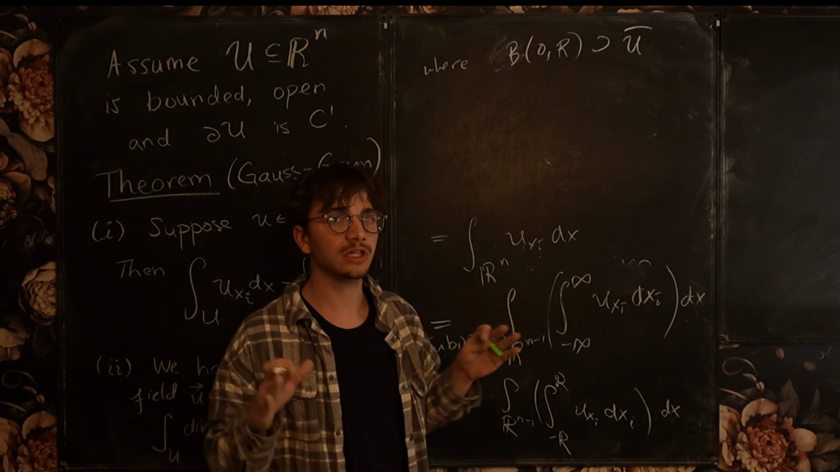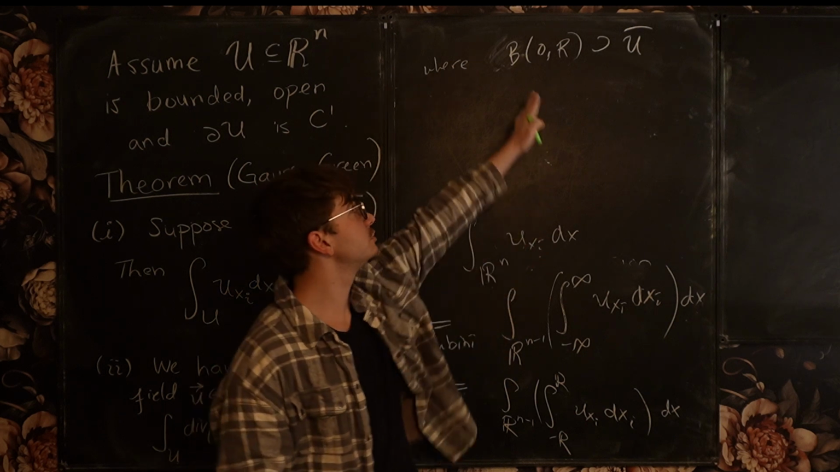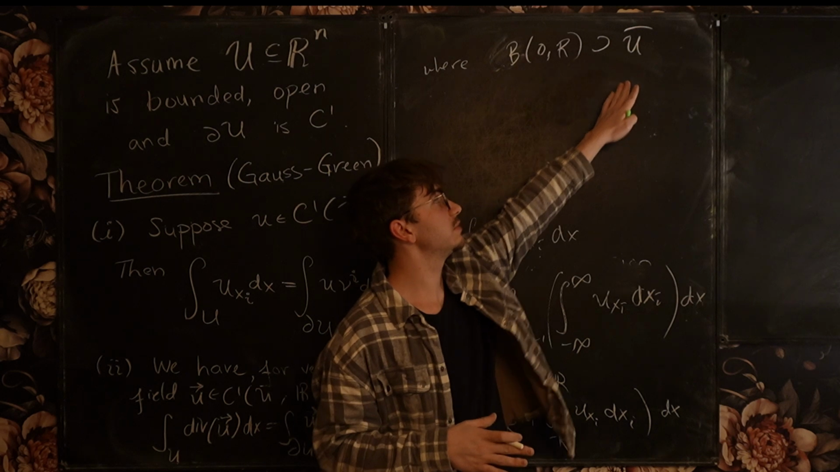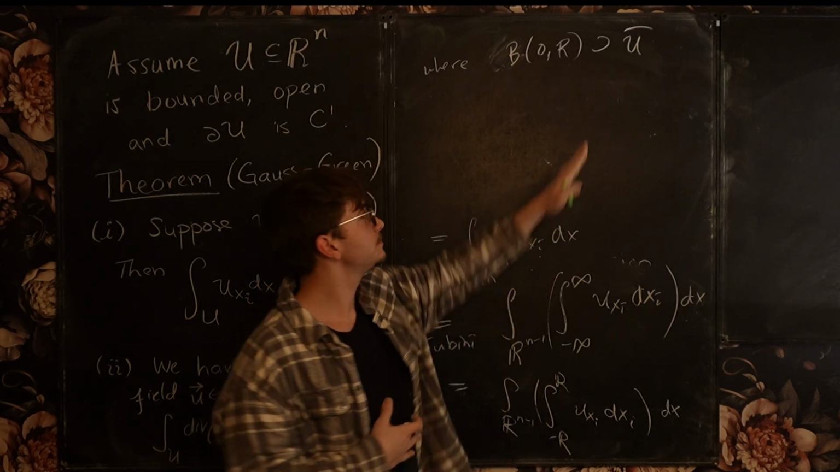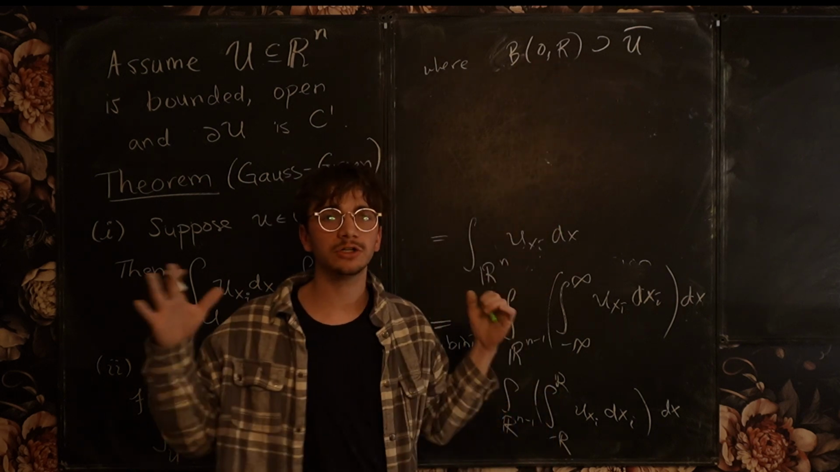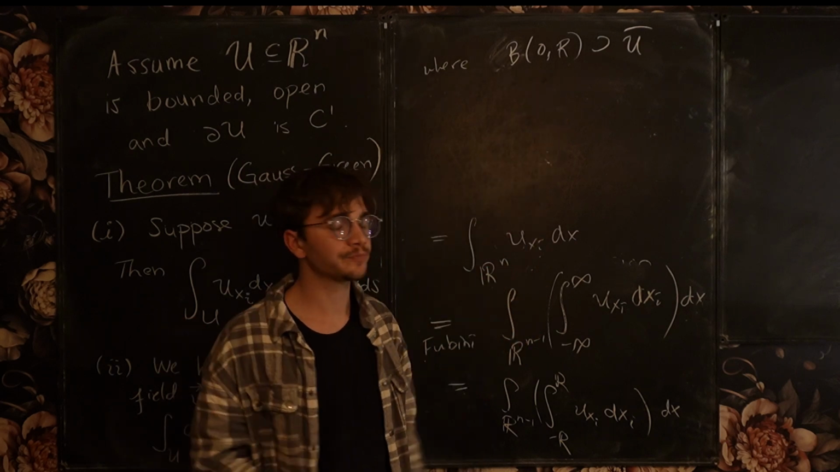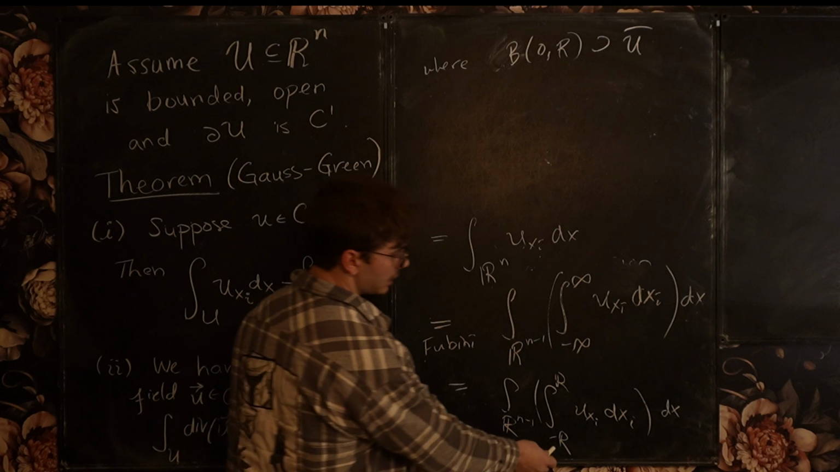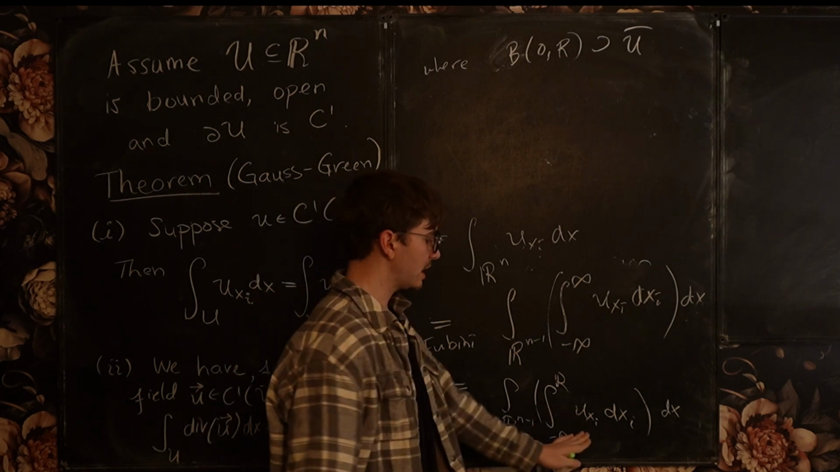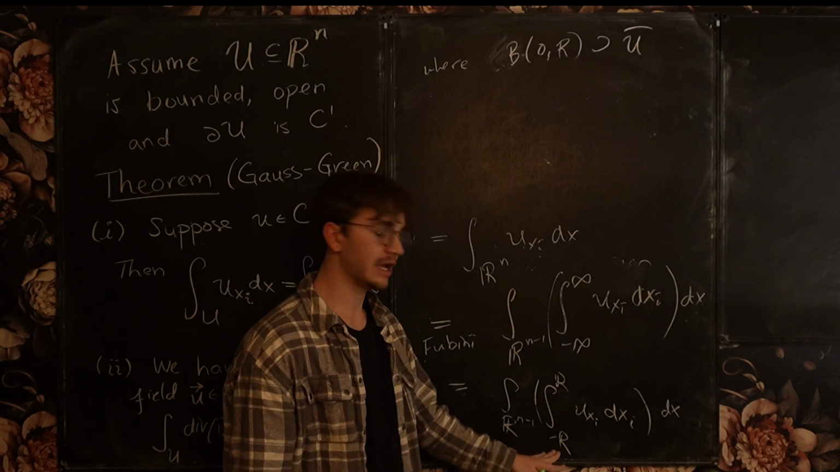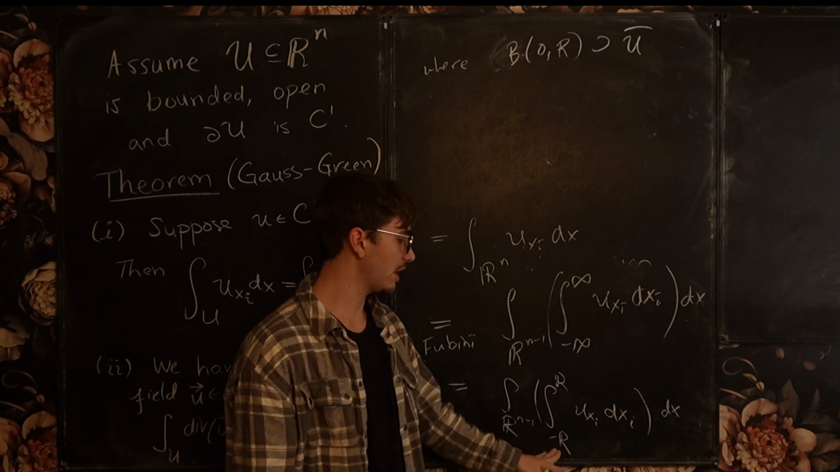We know that U closure is closed and bounded, but the point is it's bounded, so I can choose an R large enough such that this ball just completely contains U. And then I know that my function lowercase u is 0 on these boundary points, okay? So u is 0 on the boundary points.